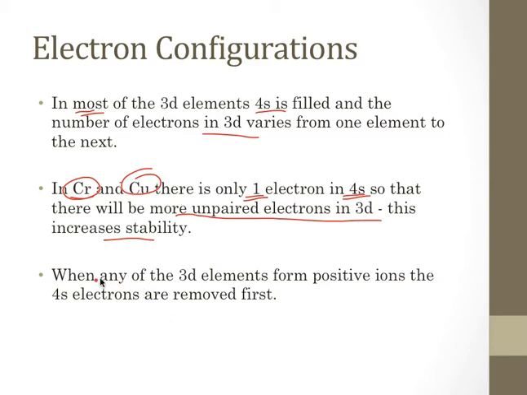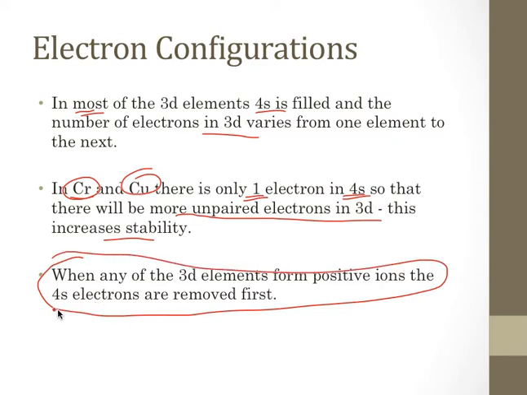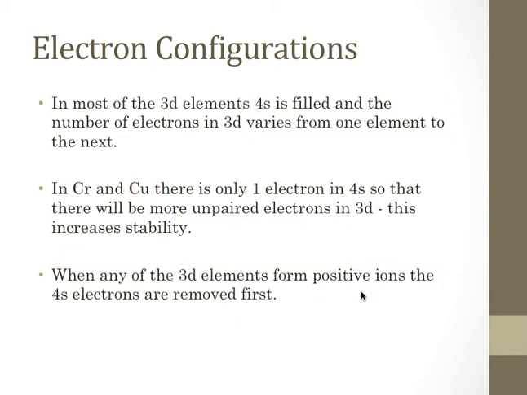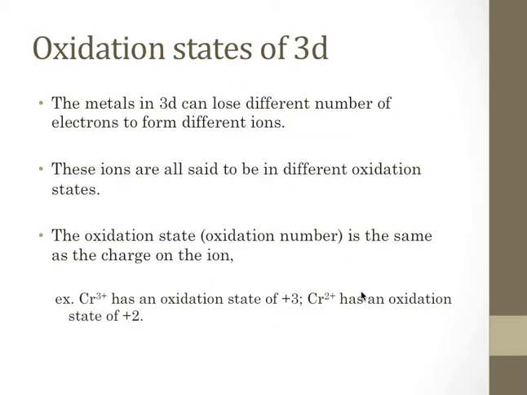Important thing, when any of the 3D elements form positive ions, the 4s electrons are removed first. Although we'll see an exception, but that's the general rule of thumb. So these metals in the 3D group, they can lose different numbers of electrons to form different ions. These ions are all said to be different in oxidation state. Oxidation state just really referring to their charge.